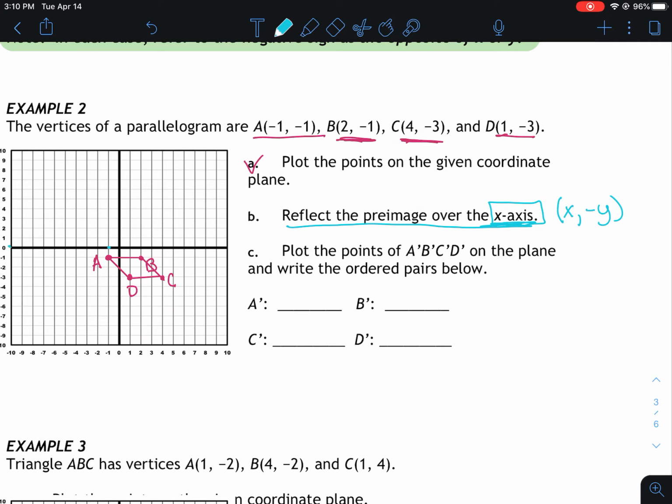So for letter A, it is only one away from our x-axis here. This is our x-axis. So I know that my A prime has to be one away as well.